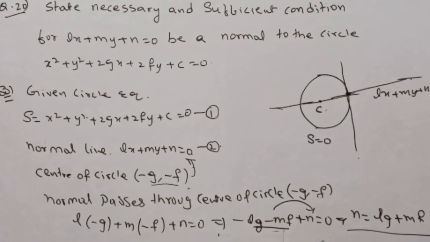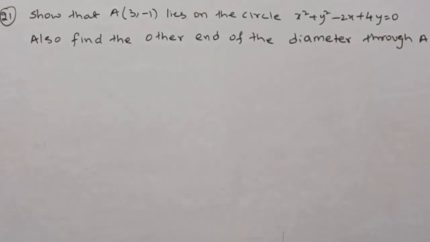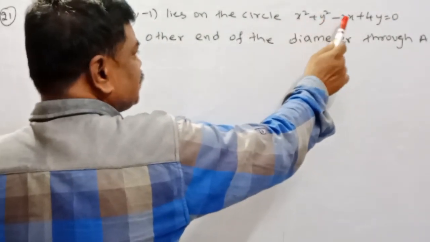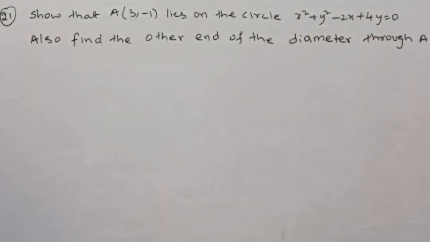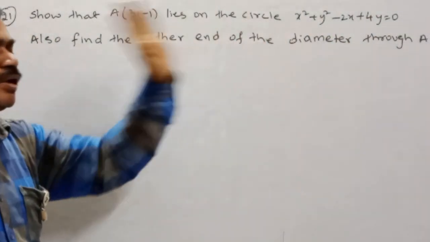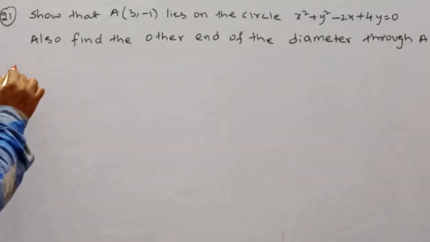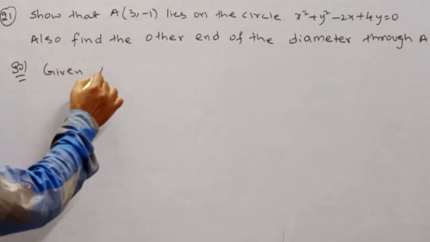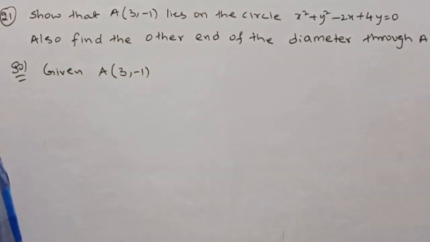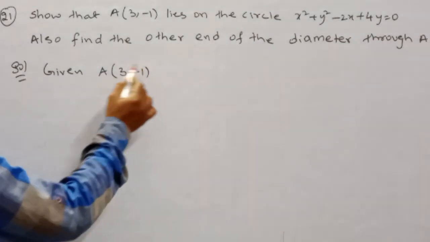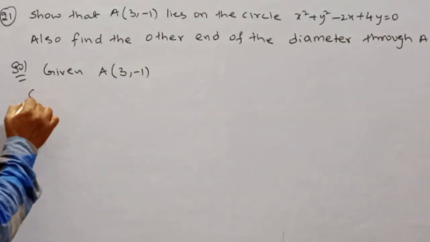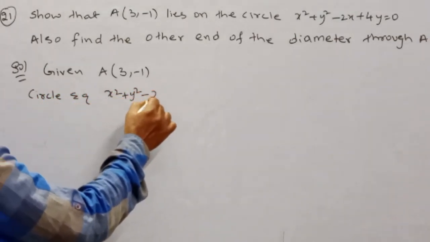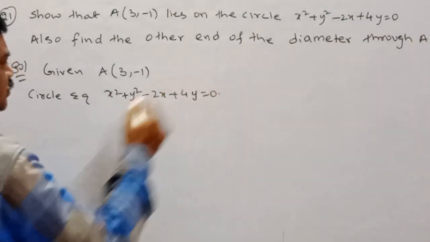Here we have one more problem from circles. Show that A(3, minus 1) lies on the circle x square plus y square minus 2x plus 4y equal to 0. Also find the other end of the diameter through A. Here we have given point A(3, minus 1) and the circle equation x square plus y square minus 2x plus 4y equal to 0.